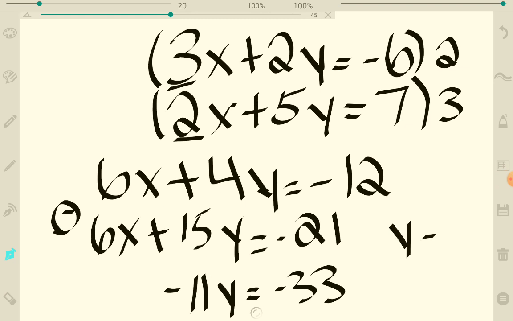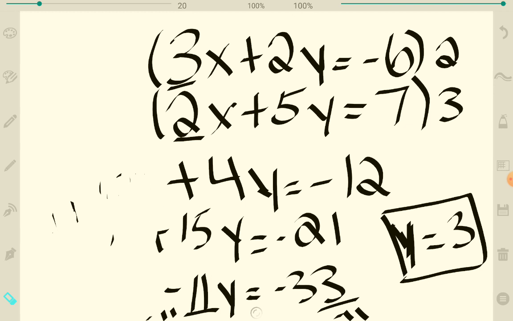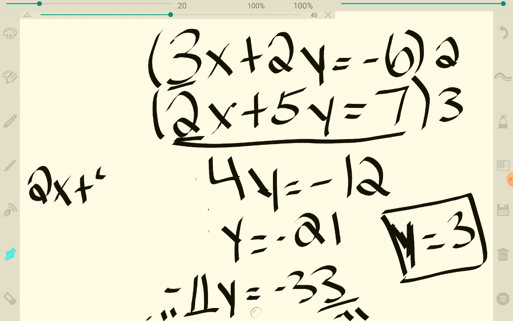And you get y equals, divide both sides by negative 11, and you get y equals 3. Now I'm going to make some room to solve for x. To solve for x, we need to substitute the y value into one of the equations. It doesn't matter which one, we can choose. For this one, I will be using the bottom one. So we can do 2x plus 5 times 3, substituting for the y, equals 7.